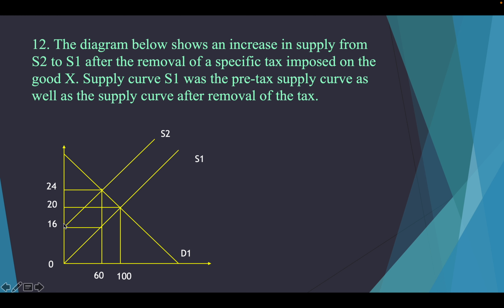Okay, then 16 to 24, with equilibrium 24, is the tax. So this is the quantity 60, here the line 60, and 24 to 16 is the tax revenue of the government. 20 to 24 is the consumer's tax burden, and 16 to 20 is the producer's tax burden. Both tax burdens together are the government tax revenue. So we are going to discuss the questions.